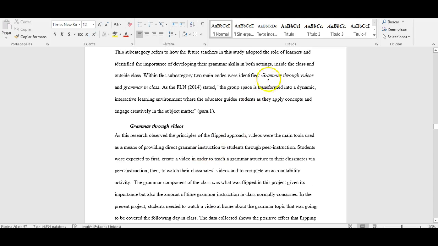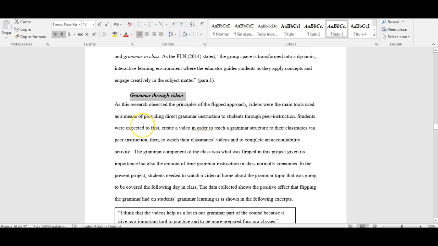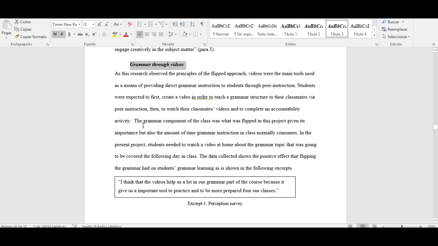So then you start developing. So for example, the first code here is grammar through videos, and this is what Simone is developing. So I'm going to read through it, and I'm going to show you the evidence from the different instruments, which evidences the triangulation of the data. As this research observed, the principles of the flipped approach videos were the main tools used as a means of providing direct grammar instruction to students through peer instruction.